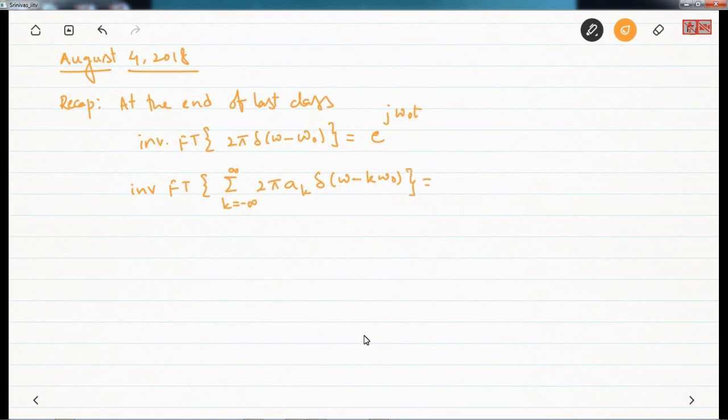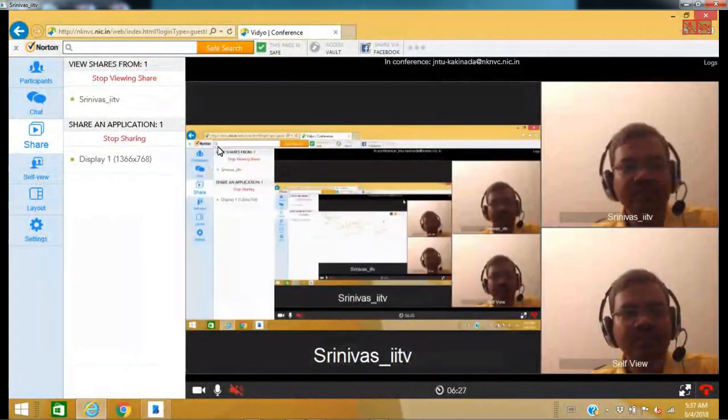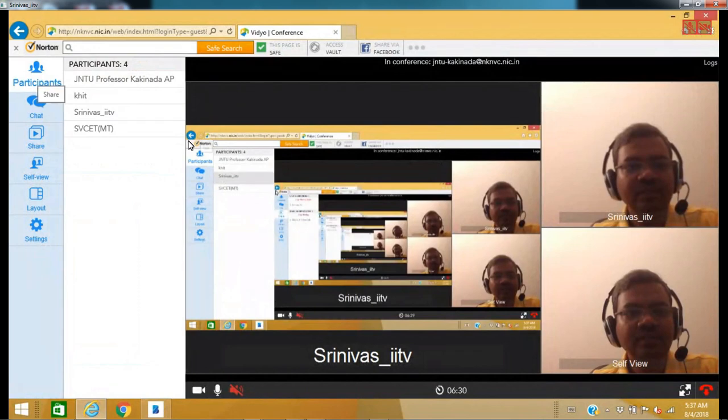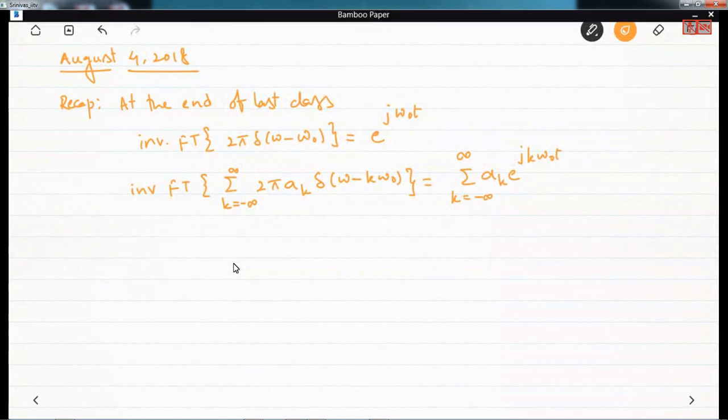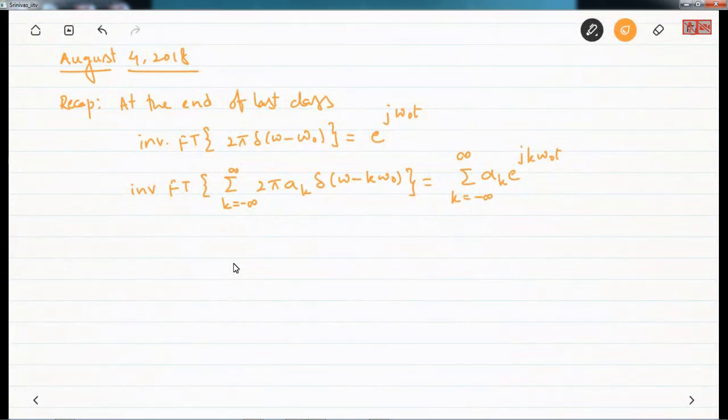So this is the inverse Fourier transform, that is equal to ak e power j k omega naught, k equal to minus infinity to plus infinity. Right? So this is nothing but a periodic signal.